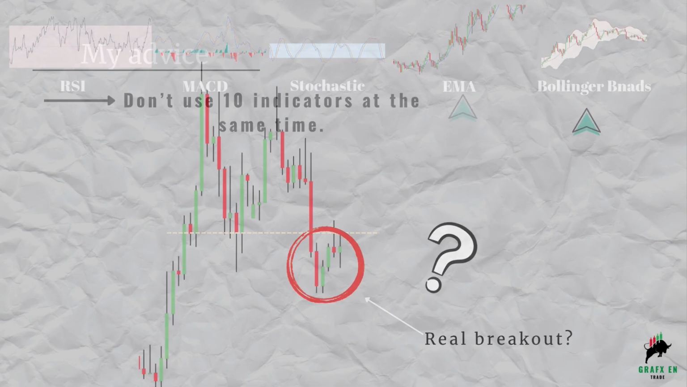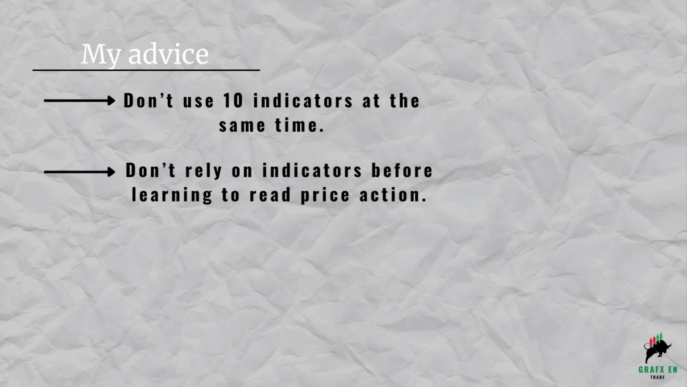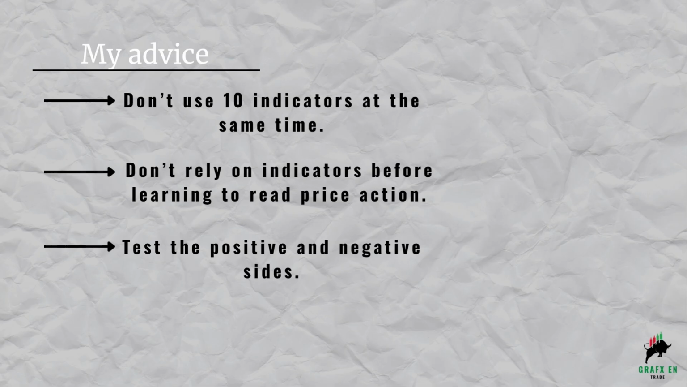My advice for beginners: don't use 10 indicators at once. 2 to 3 max is enough. Don't rely on indicators before learning to read price. Test both the strengths and weaknesses of an indicator. Use indicators as support for your strategy, not the main foundation.